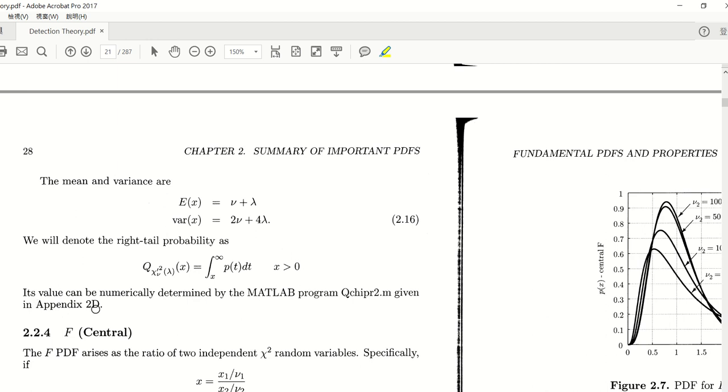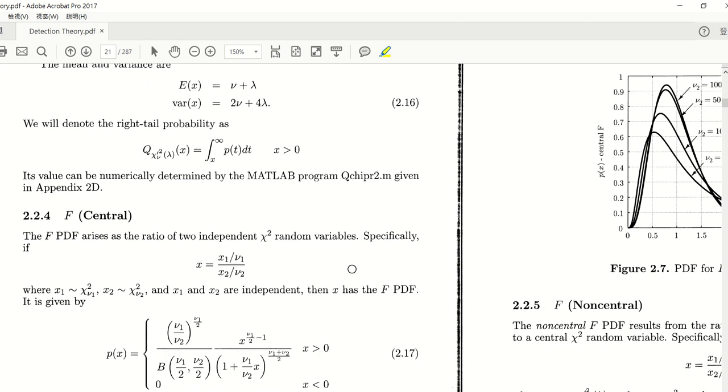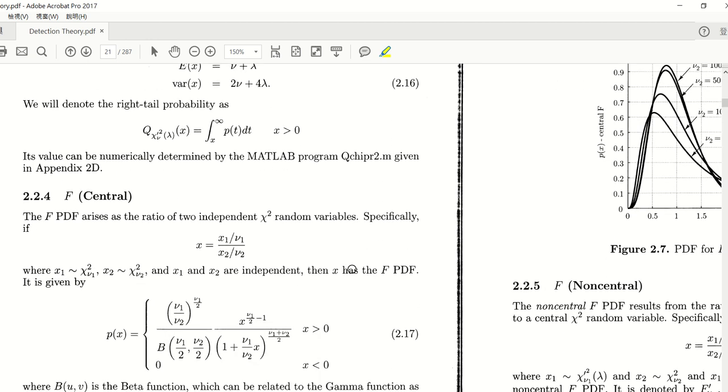And then it can be numerically determined by a MATLAB program, Q chi square m. Right, and I believe if you try to use Python and C and other programming languages, you still get those kinds of packages because it's very common. And then let's go to the F distribution.